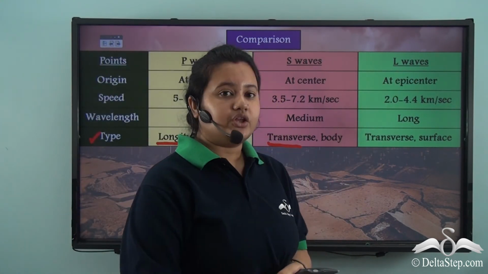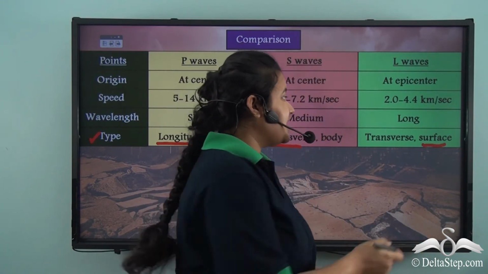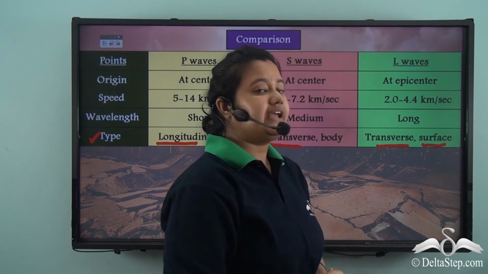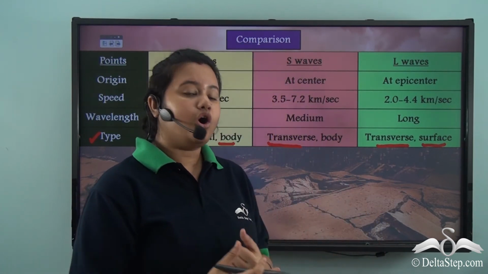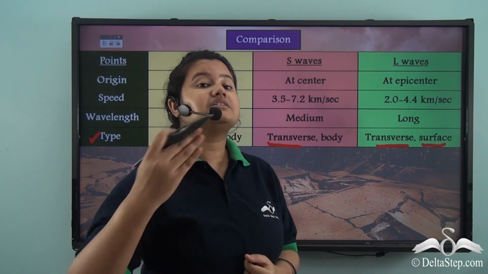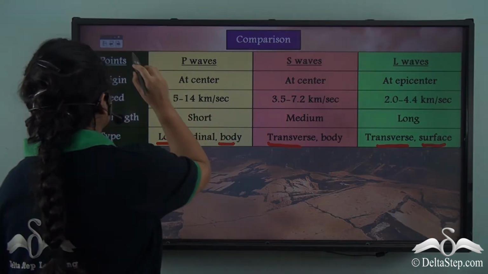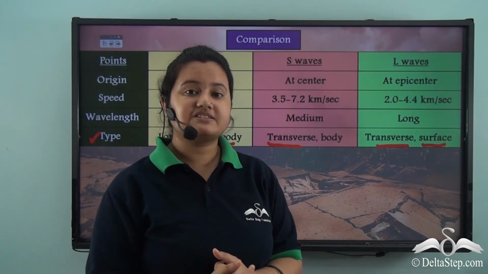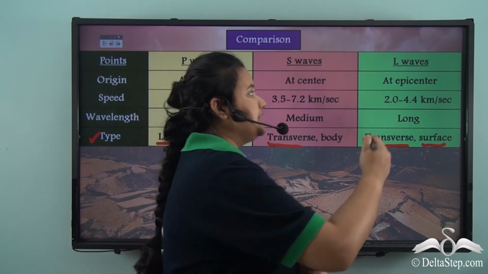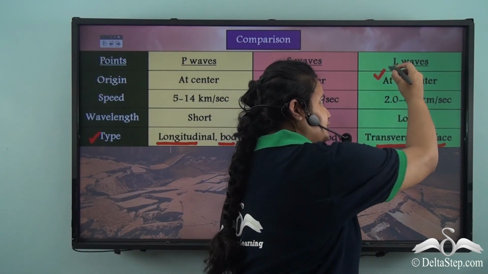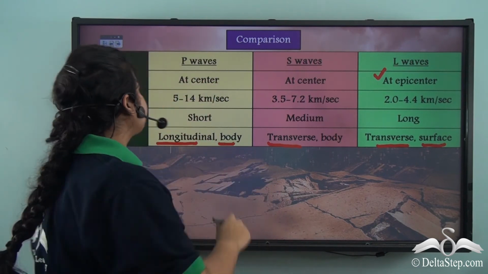L waves, on the other hand, are surface waves, and these waves are transverse waves. They can travel horizontally, as in case of Love waves, or they follow a circular pattern, as in case of Rayleigh waves. And why are L waves surface waves? L waves are surface waves because they originate at the epicenter of an earthquake and travel along the Earth's surface.